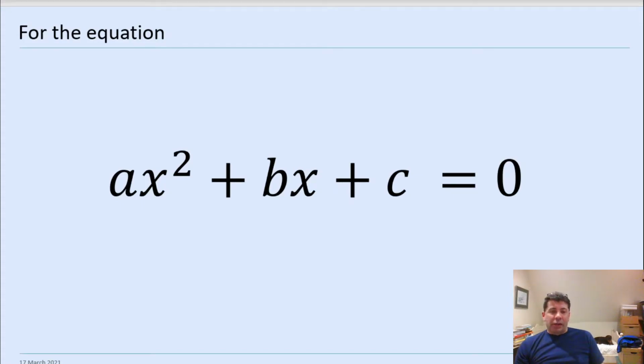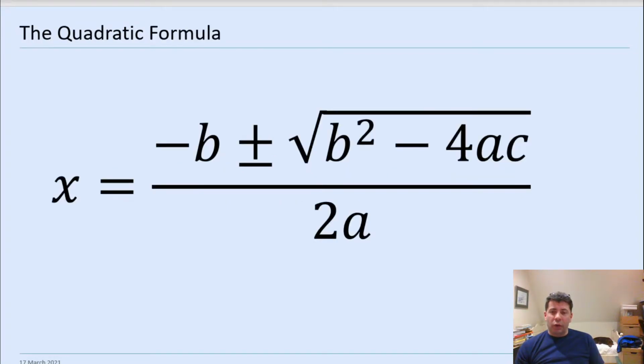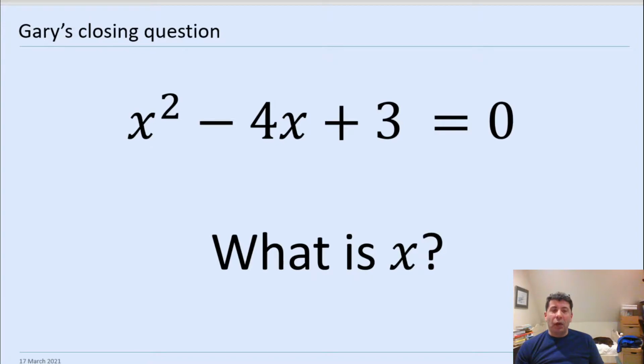Basically, a is the number of x squareds, b is the number of x's, and c is the constant. And when that's the case, you can find x with this formula. Let's look at an example, Gary's closing question from the last session. If x squared minus 4x plus 3 equals 0, what is x?